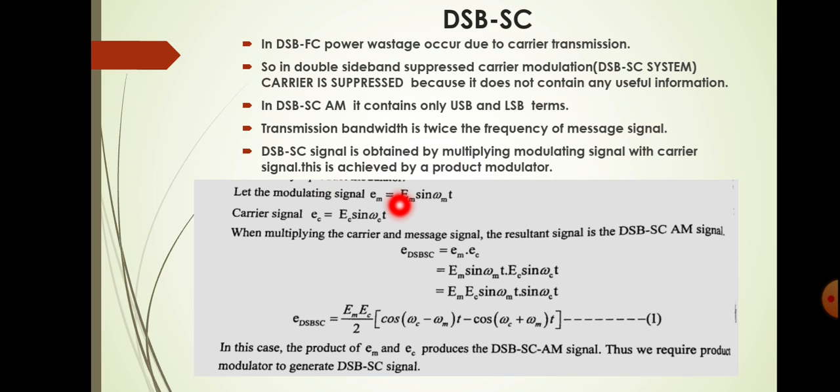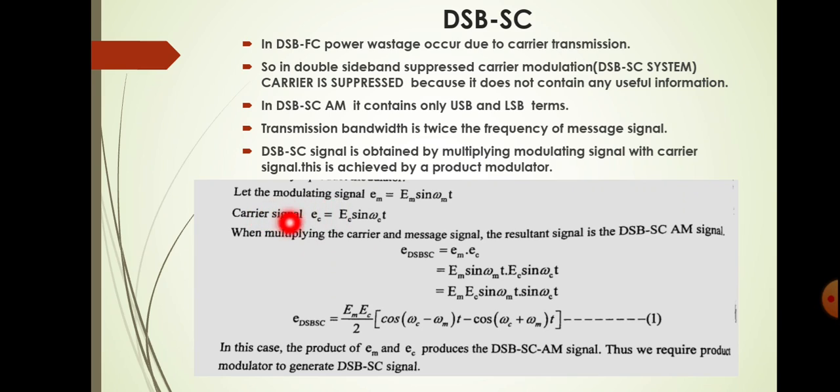So let us go to the details. Suppose the modulating signal is denoted by EM. This is the information signal, and it has the form EM sin omega m t, where omega m is the angular frequency of the information signal. Sometimes the modulating signal is called a baseband signal or information signal. Whatever the name, its equation is EM sin omega m t. And the carrier signal, denoted by EC, will be equal to EC sin omega c t.